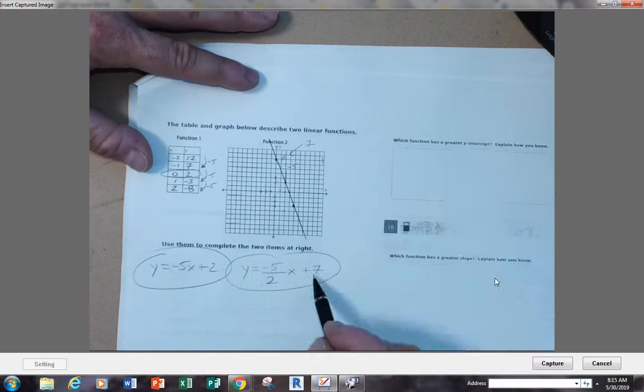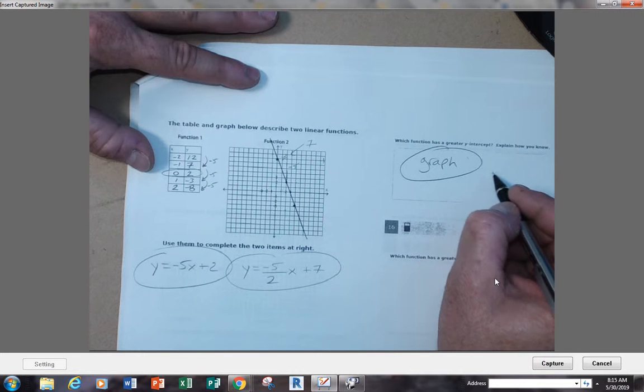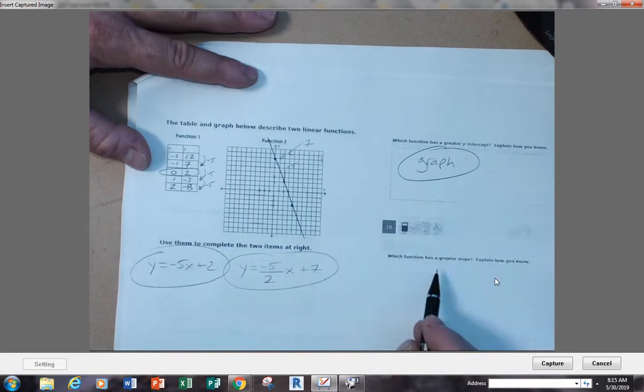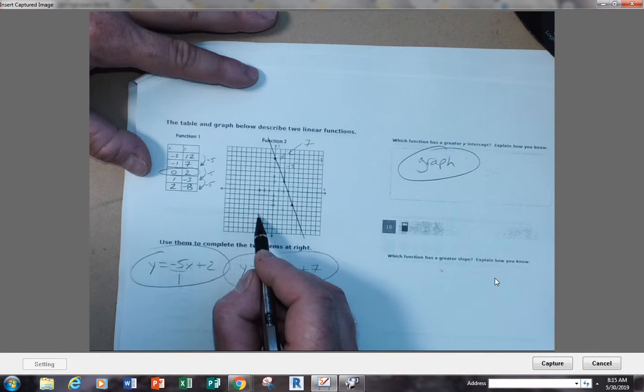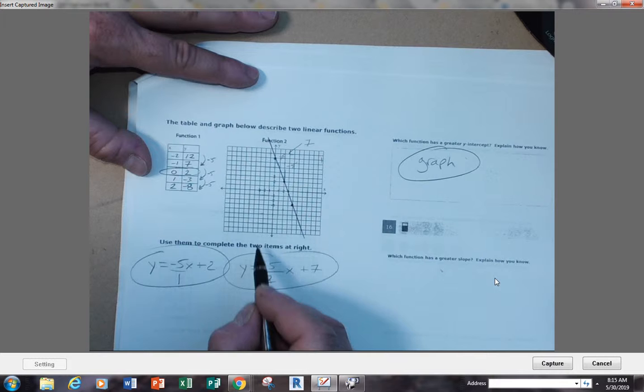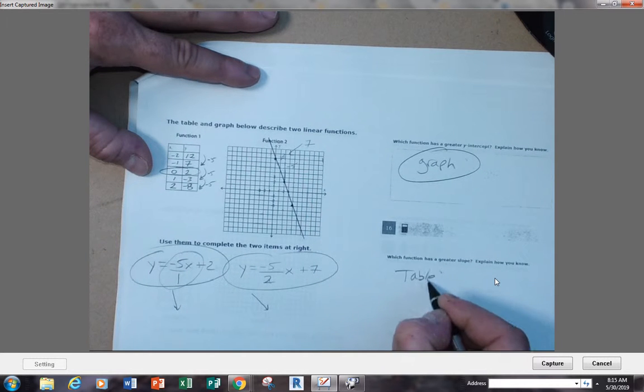Now I can compare. Greater y-intercept, the graph. And then again, tell me on the equation why. It's got a 7. Which one has a greater slope? And again, this is tricky, but that negative 5 over 1 is going down slightly faster than this one. Going over just one box and then down 5 is going down quicker than going over 2 and down 5. This is steeper, barely steeper. So this one has a greater rate of change. So you would say the table again on this one. All right, one more.